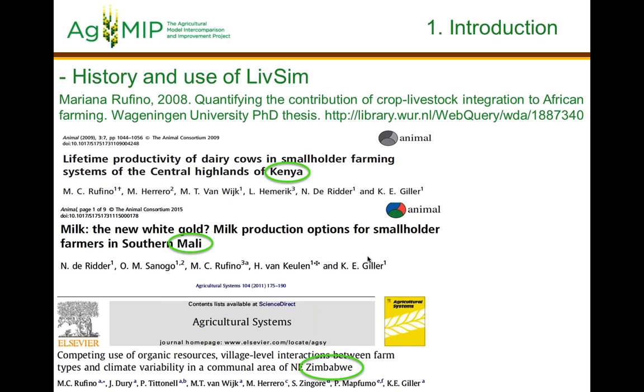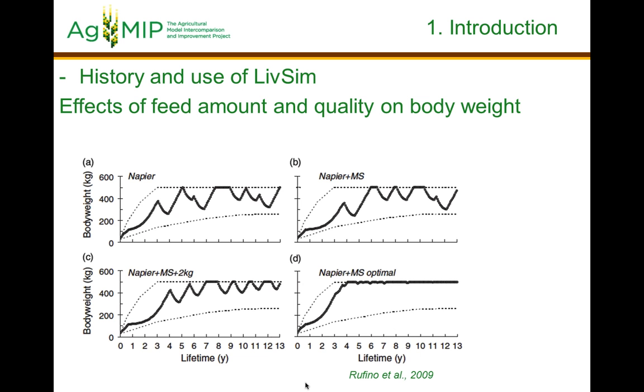I've listed here 3 useful publications in which the LivSim model is applied, from different countries, different regions in Africa. There's an example from Kenya, an example from Mali, and an example from Zimbabwe. So countries where the AgMIP project is also working. I think these publications can be very useful for everybody who's interested in livestock modeling. If you have any problems downloading them, just let me know, and I can send you the PDF of the paper.